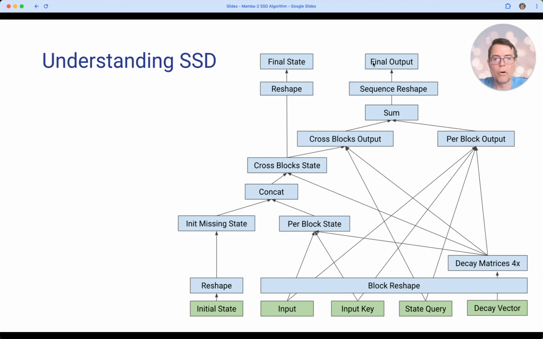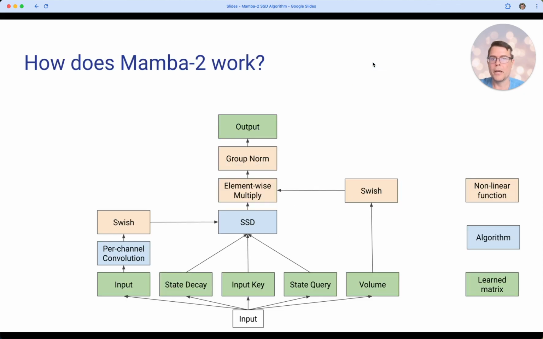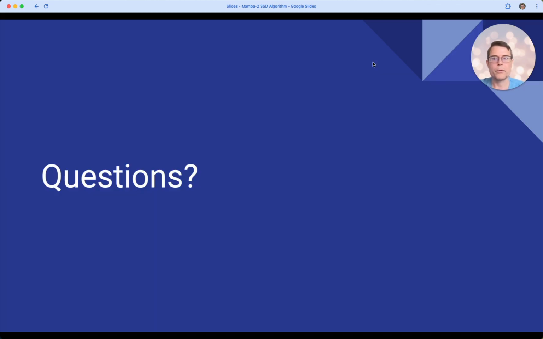So that's the core of Mamba, and hopefully, I'll post my implementation with more descriptive variable names and flow. And hopefully, if you need to, you can use my implementation and go back and read the paper and understand what the paper is talking about with all the cryptic names. So yeah, that's Mamba-2. Any questions?